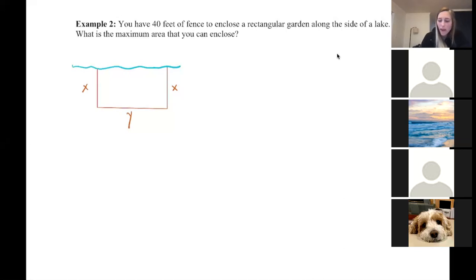And since we're trying to maximize the area, we need an area equation. Well, area of a rectangle, length times width, or in this case, X times Y, right? That would be our optimization equation. But we have the issue that we have an X and a Y in our equation for A, right? A is what we're trying to optimize. A is what we're trying to maximize.